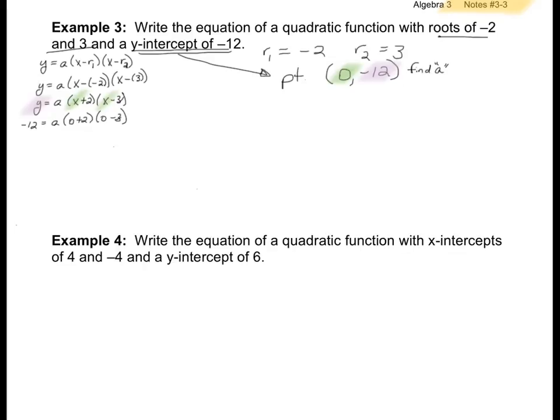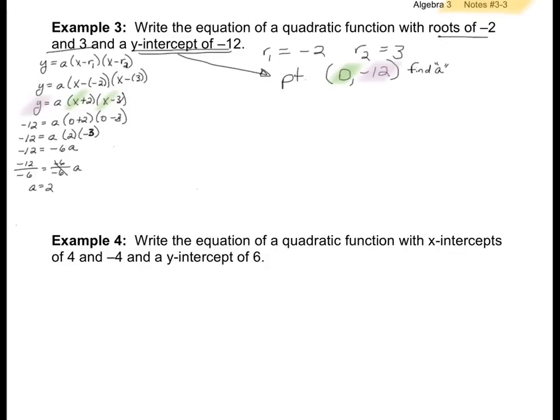Now the only variable we have is a, and we can solve for it. So we have negative 12 is equal to a times 2 times negative 3. Okay, and so that's going to be negative 6a is equal to negative 12. And then we want to divide by negative 6, so we end up with just 1a. Negative 12 over negative 6 is positive 2, so a is equal to 2. And now we have everything we need for our answer. We have our roots and we have a.